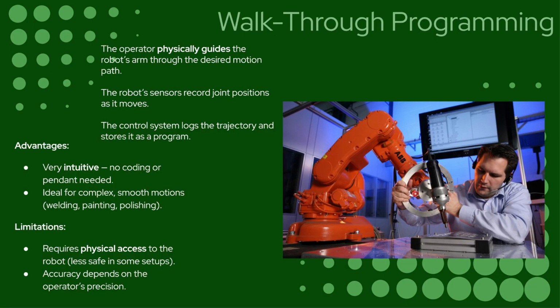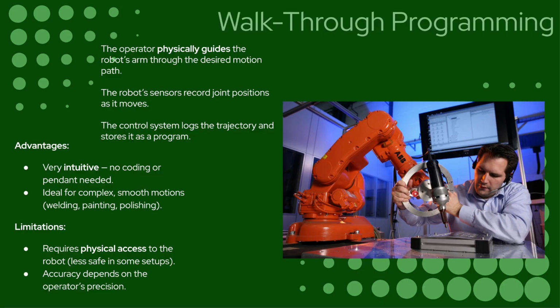And then walkthrough programming. Walkthrough programming combines physical guidance and digital recording. So the operator is manually guiding the robot arm through the desired motion. The robot's sensors record joint angles all in real time. The motion path becomes a stored program. It is really ideal for tasks like welding, polishing, painting, where smooth, human-like motions are important.